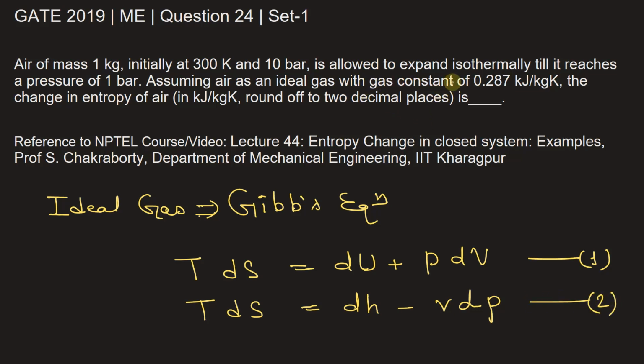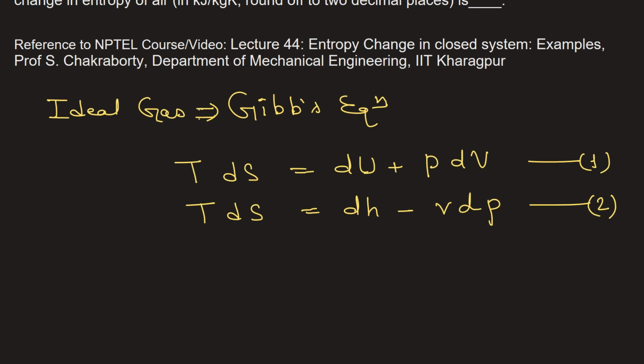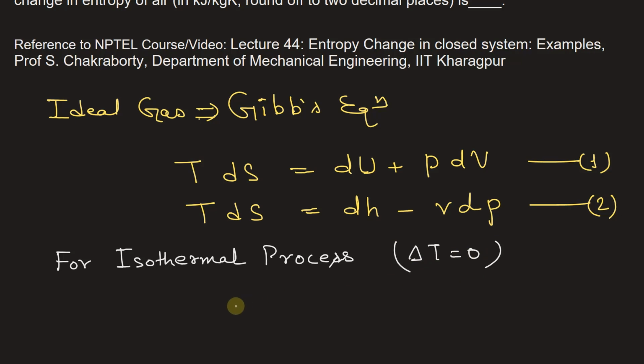Now here in the question it is given that the process is isothermal, right? So for isothermal process, change in temperature is 0, delta T is equal to 0. Therefore, the change in the internal energy of the system will also be 0. So du is equal to 0.